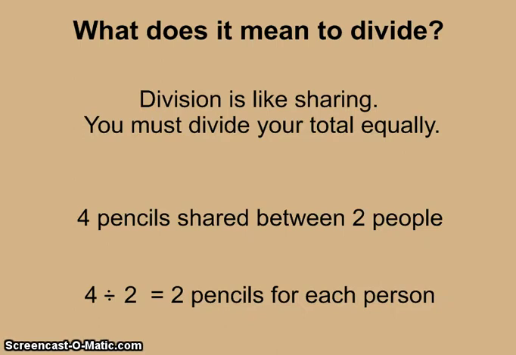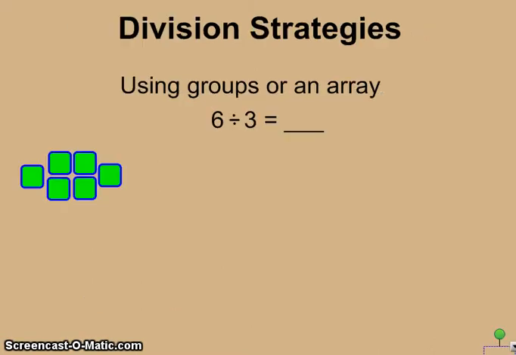So if we have 4 pencils to share between 2 people, 4 divided by 2 equals 2 pencils for each person. We're going to look at 2 division strategies tonight. The first is using groups or an array to divide, something we've been doing with multiplication.